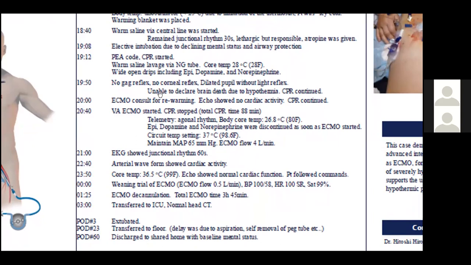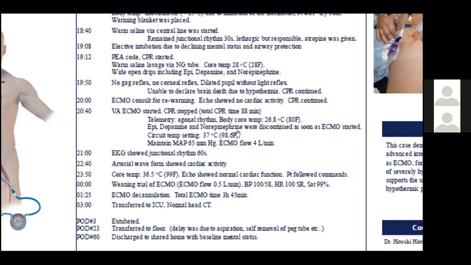So an ECMO consult was done for rewarming, and initially an echo was done, and there was no cardiac activity, and CPR was continued. At 2040, ECMO was started and CPR was stopped. So total CPR time was 88 minutes. On the telemetry, there was an agonal rhythm, and the body core temperature was 26.8 degrees centigrade.